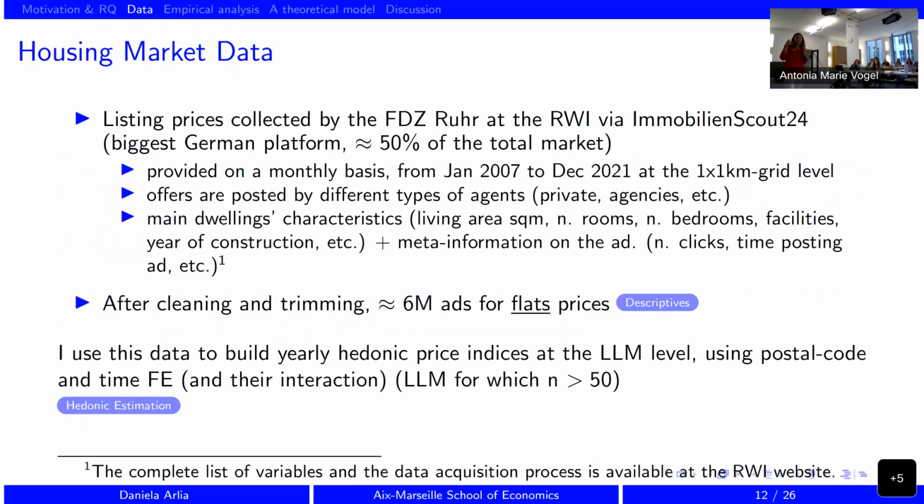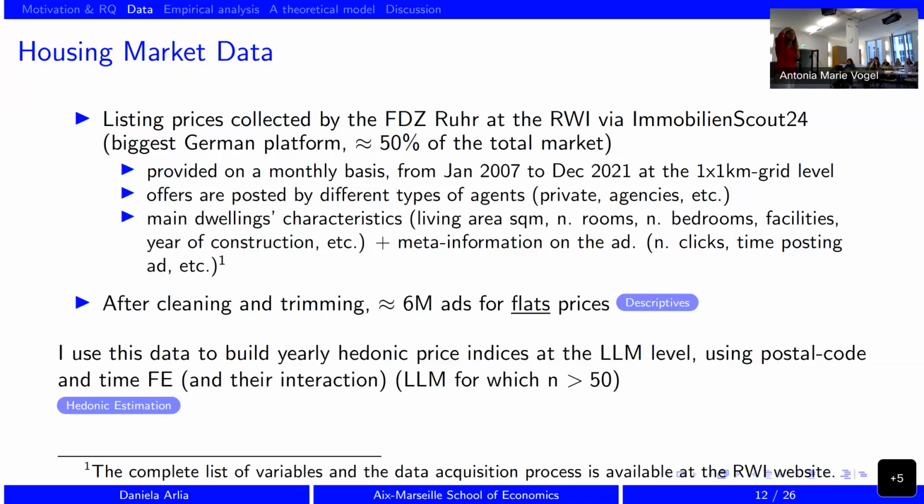The data I have: for the housing market, I'm using listing housing price data from Immobilien Scout. This is one of the biggest German platforms. They cover about 50% of the total housing market, and they provide prices on a monthly basis from 2007 to 2021. For each housing unit in this survey, I have the main dwelling characteristics: living area in square meters, number of rooms, number of bedrooms, year of construction, etc.